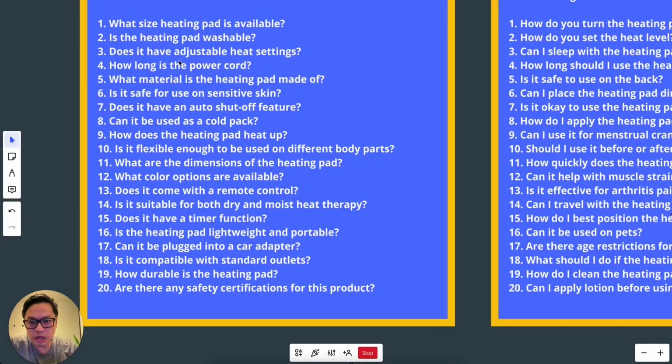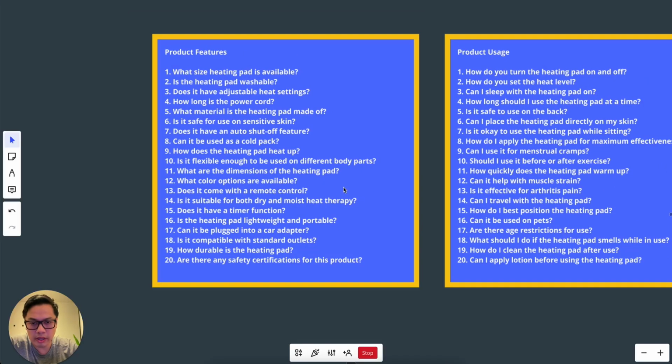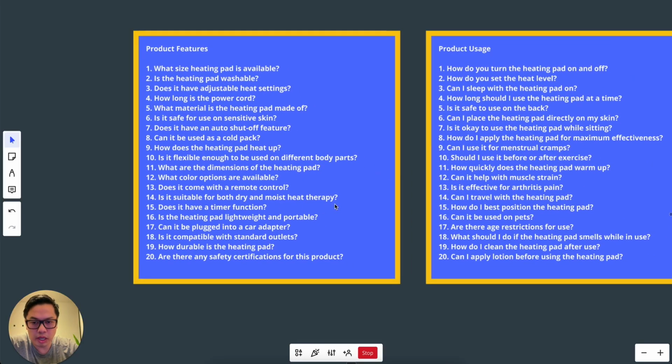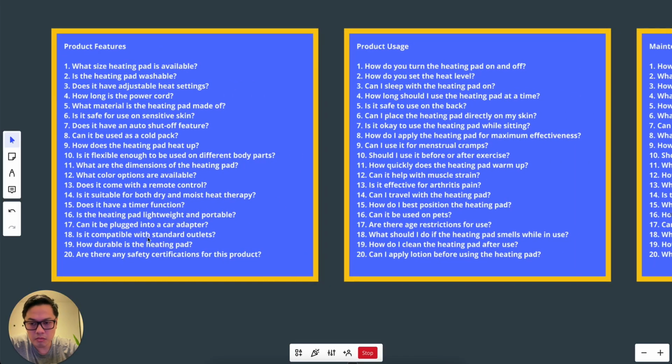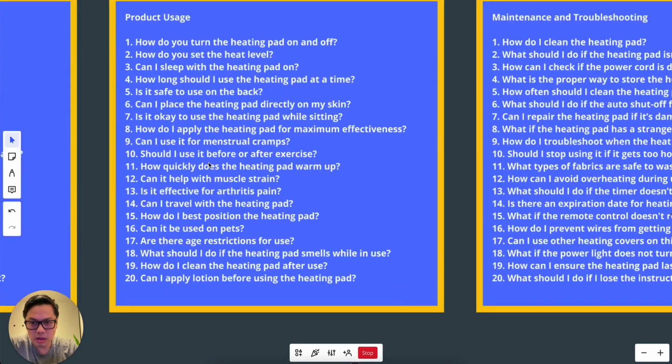I'm not going to go through all of them. I just want to see if there's anything that stands out. Washable, I know I did see this a ton, so that's going to need to be answered. How long is the power cord? We did see that. Adjustable heat settings, so we've got to talk about that. Size, that's important. What's the material? Safe. Auto shut off. How does it actually heat up? Body parts. Suitable for both dry and moist heat therapy. Okay, so nothing. How to use the product.